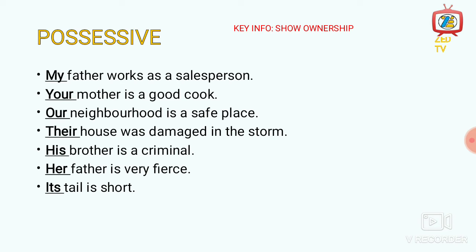My father works as a salesperson. Your mother is a good cook. Our neighborhood is a safe place. Their house was damaged in the storm. His brother is a criminal. Her father is very fierce. Its tail is short. Right, so the key info that you need to remember about possessive pronouns is that they show ownership. Alright.